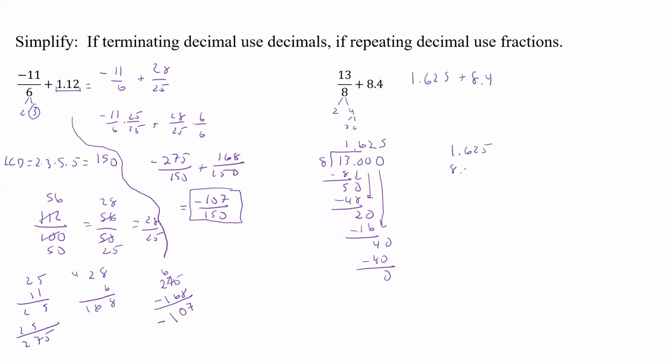And so what we just do is we take 1.625 and 8.4, add a couple of zeros. We're going to add those together. So 5 and 0 is 5, 2 and 0 is 2, 6 and 4 is 10. Carry the 1, 8 and 2 is 10. And so this looks to be 10.025 for our answer. So notice when we had the repeating decimal, we went ahead and left it in the format of the fraction. But when we had the terminating decimal, we went ahead and made it into a decimal itself.